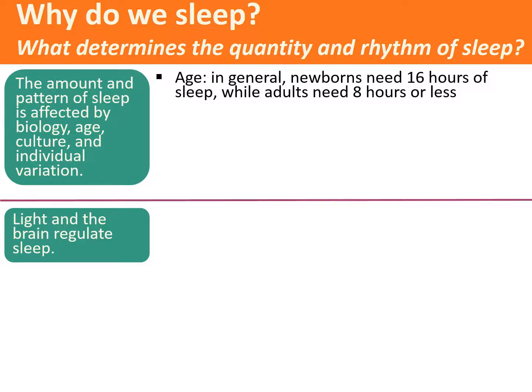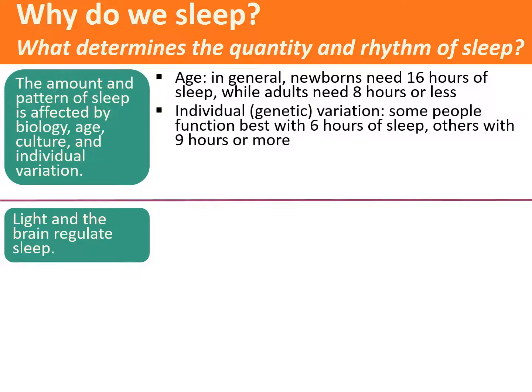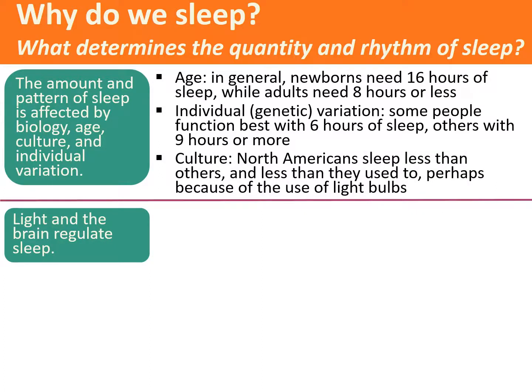So newborn infants need 16 hours of sleep. Adults need 8 hours or less. In many cases, adults are not getting 8 hours. There's individual genetic variations. Some people need more, some people need less, but you probably need between 5 and 10 hours of sleep. And culture-wise, North Americans sleep less than others because we use artificial light all the time.